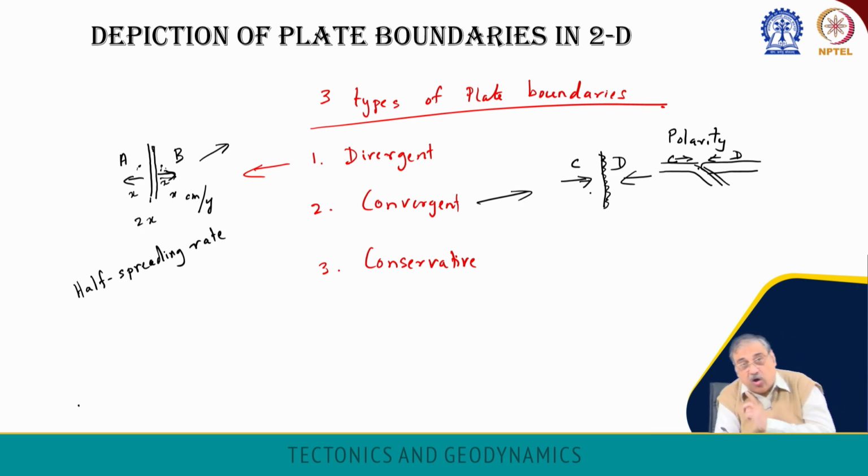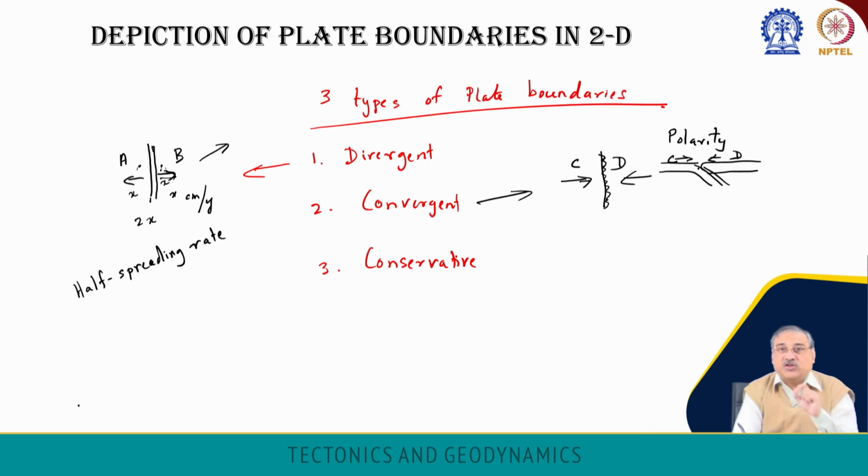Now the position of the convergent boundary is marked by the position of this particular line here. Wherever the frontal edge of the overriding plate is, that is the position of the convergent boundary. So, in this case, this is how you would show it.